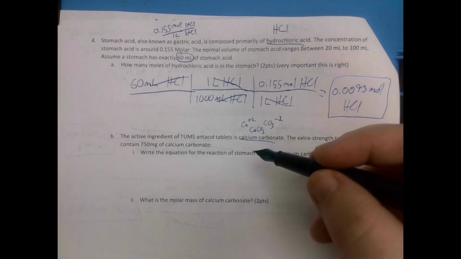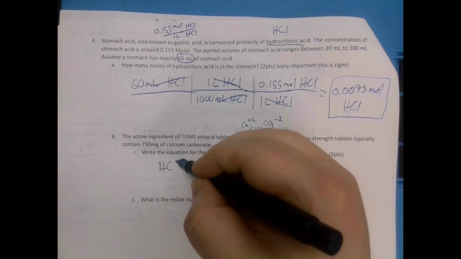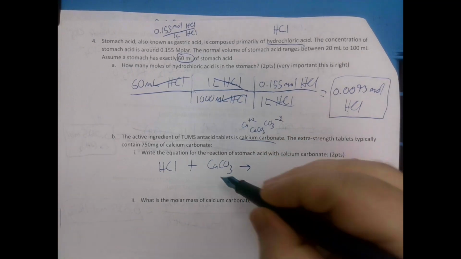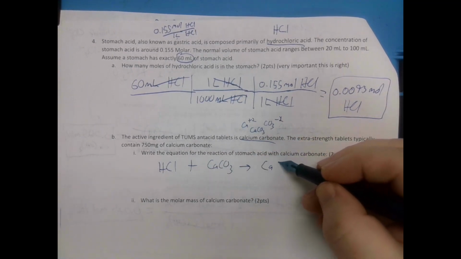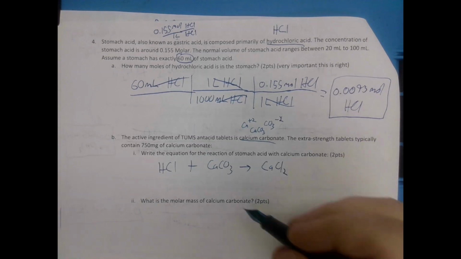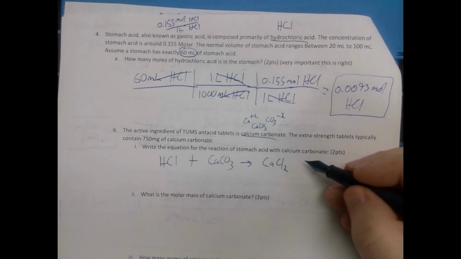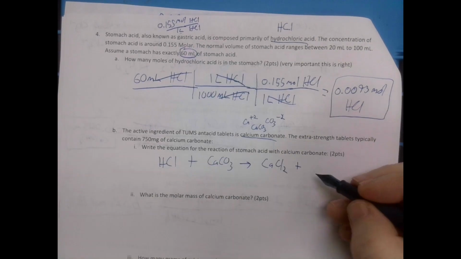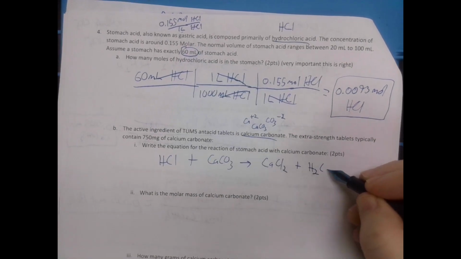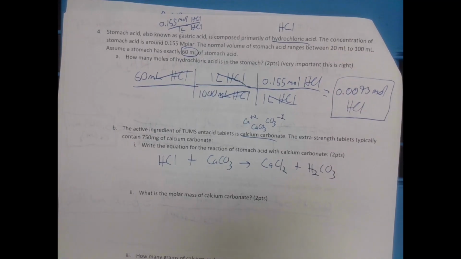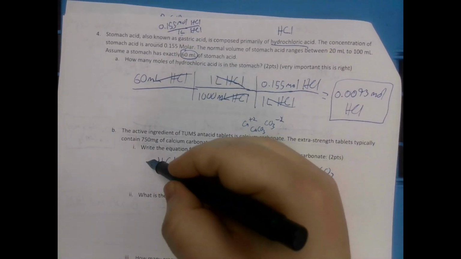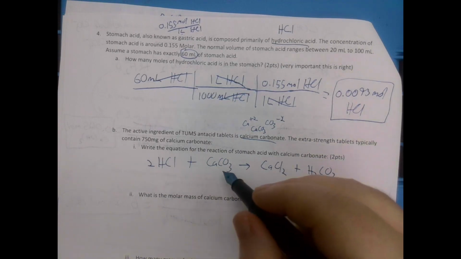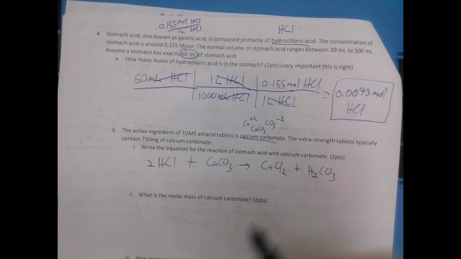So write the balanced equation for HCl reacting with calcium carbonate. Calcium and the chlorine will react together, and we get hydrogen, which with carbonate at -2 means I need 2 hydrogen. So we get this equation. Balancing it, we need 2 HCl to counteract the 2 hydrogen here. We have 1 carbonate, 1 carbonate, 1 calcium, 1 calcium, 2 chlorine, 2 chlorine.